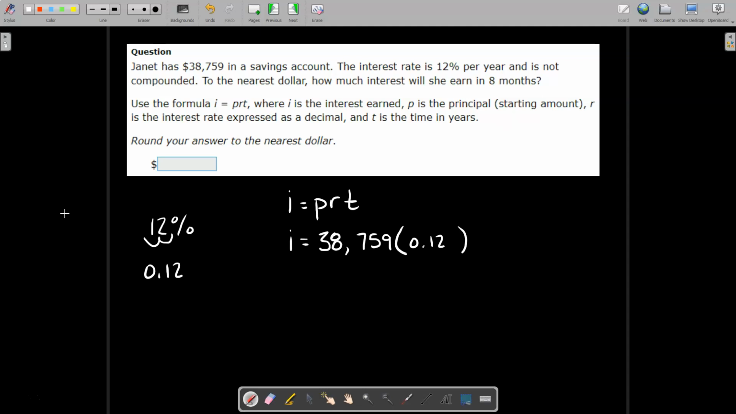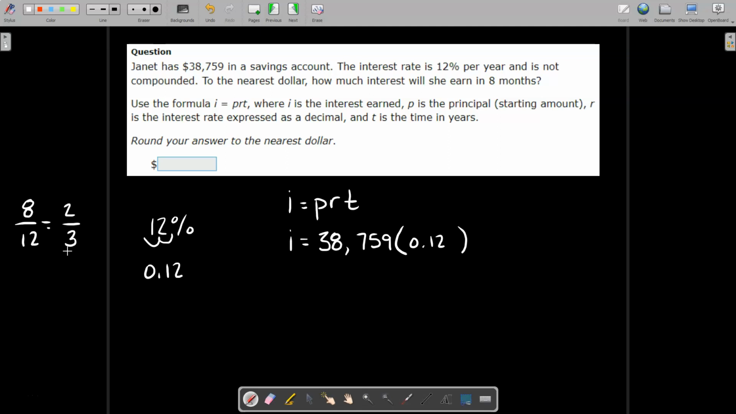It's supposed to be in years. So let's try that. 8 months, 8 out of 12 months. And we could simplify this too. Well, let's see. They're both divisible by 4, right? 8 divided by 4 is 2, and 12 divided by 4 is 3.